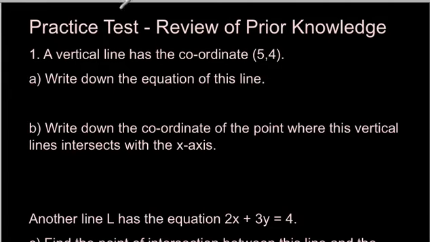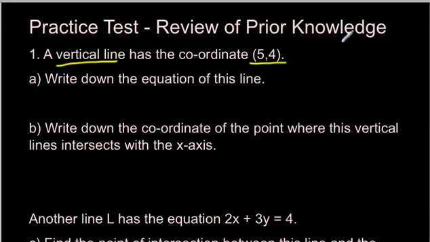Alright, so let's just start with the first one. This one says a vertical line has the coordinates 5, 4. So keep in mind, this is a vertical line. Write down the equation of this line. A lot of people have problems with this because they don't understand what they are supposed to do with such limited information. So the best thing I can suggest is to always draw a sketch.